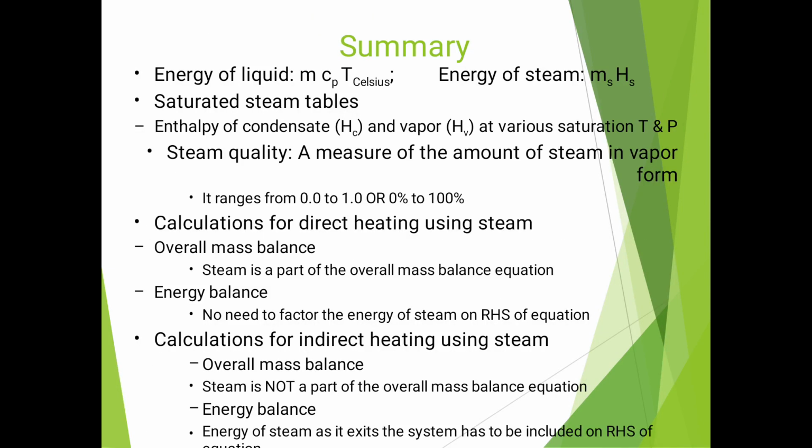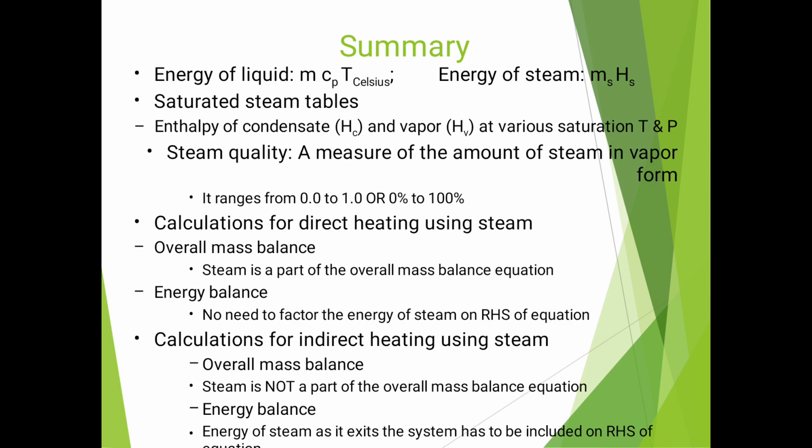Next, a summary of the mass and energy balance. Energy of the liquid is equal to m Cp T, with T in degrees Celsius. Energy of the steam is Ms into Hs. Saturation steam tables give the enthalpy of the condensate Hc and of the vapor Hv at various saturation temperatures and pressures. Steam quality is a measure of the amount of steam in the vapor form. It ranges from 0 to 1, or 0% to 100%.